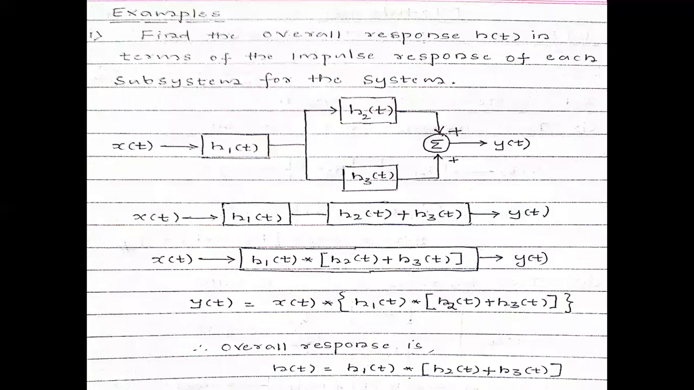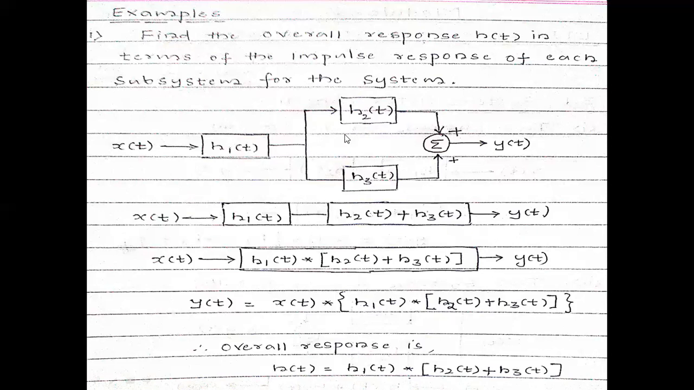So now let us see some examples where you will be given a block diagram in terms of system impulse responses as well as input and output. You have to find or determine the overall response in terms of the impulse responses of each subsystem. I mean, you have to find the overall response of the system in terms of the impulse responses of these subsystems.